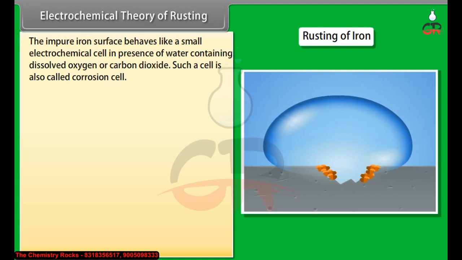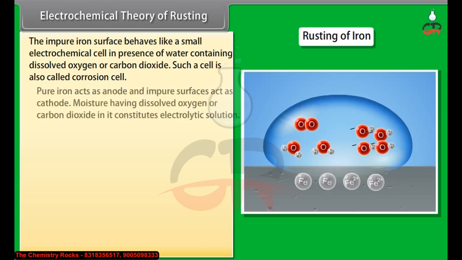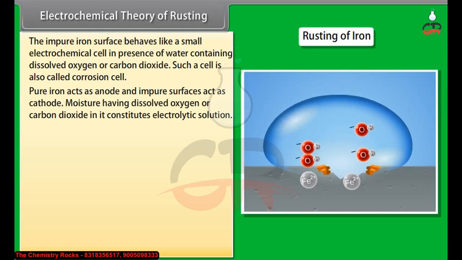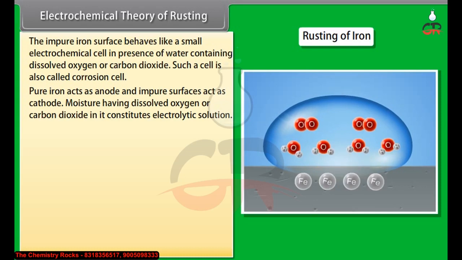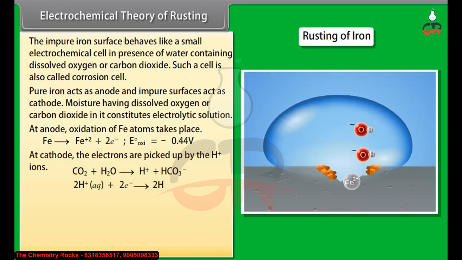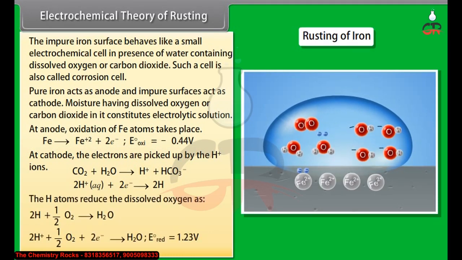Such a cell is also called corrosion cell. Pure iron acts as anode and impure surfaces act as cathode. Moisture having dissolved oxygen or carbon dioxide in it constitutes electrolytic solution. At anode, oxidation of iron atoms takes place. At cathode, the electrons are picked up by H+ ions. The hydrogen atoms reduce the dissolved oxygen.